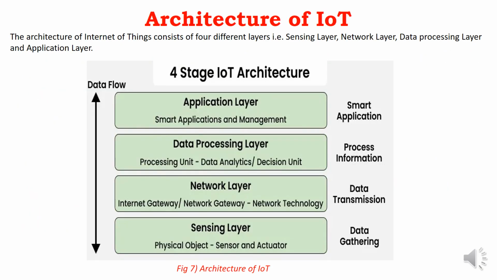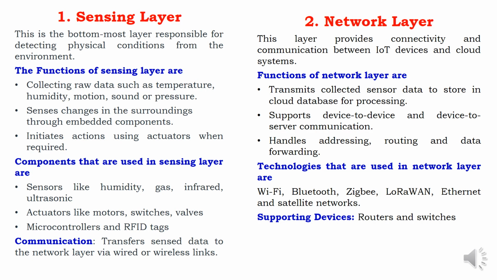Architecture of IoT. The architecture of Internet of Things consists of four different layers: sensing layer, network layer, data processing layer, and application layer. Sensing layer gathers data. Network layer transmits data to store in database in a cloud. Data processing layer processes data and analyzes data. Application layer uses data analytics in a smart application. Let me explain the layers one by one.